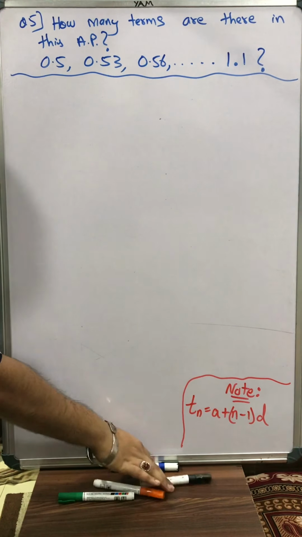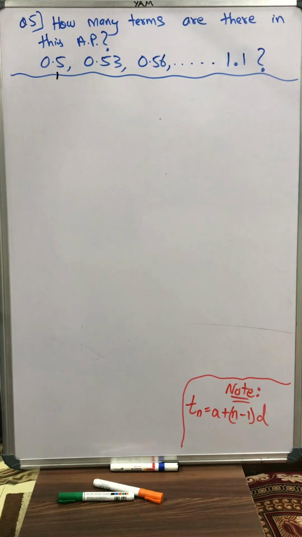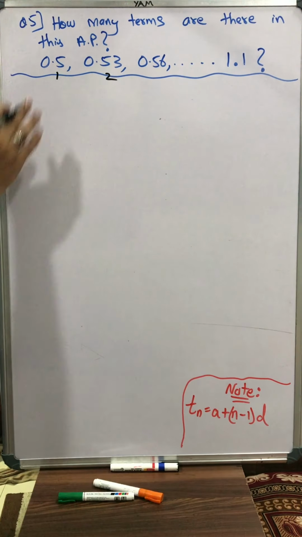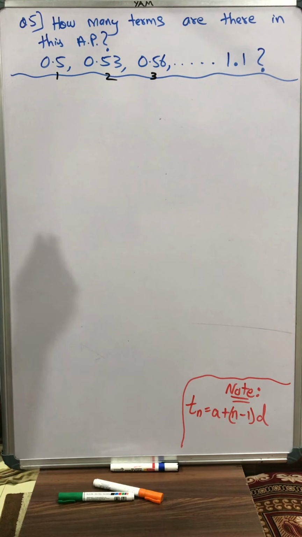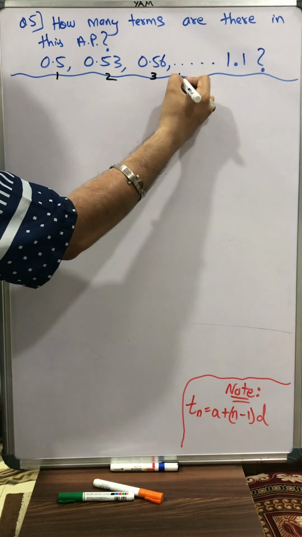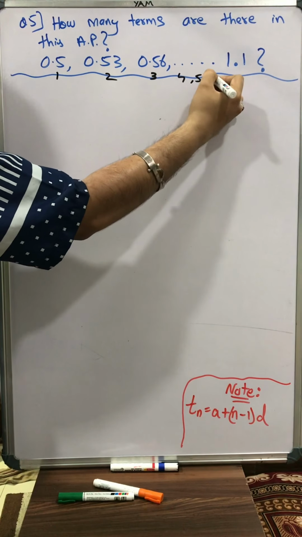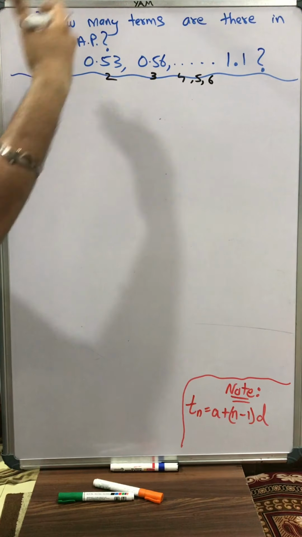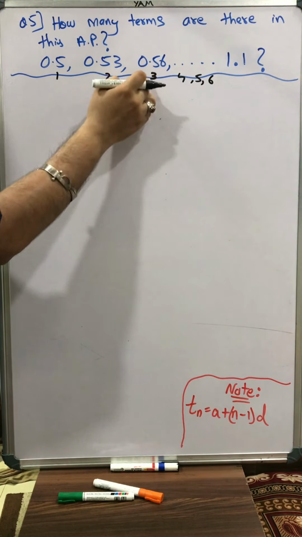Okay, now please see this. Can I say, students, my first term here is 0.5, agreed? Yes. Can I say my second term here is 0.53, agreed? Yes. Can I say my third term here is 0.56, agreed? Yes. Can I say, like this, there will be a fourth term also, a fifth term also, a sixth term also, which is not shown. Here we have dots. So different terms will be there: first term 0.5, second term 0.53, third term 0.56.